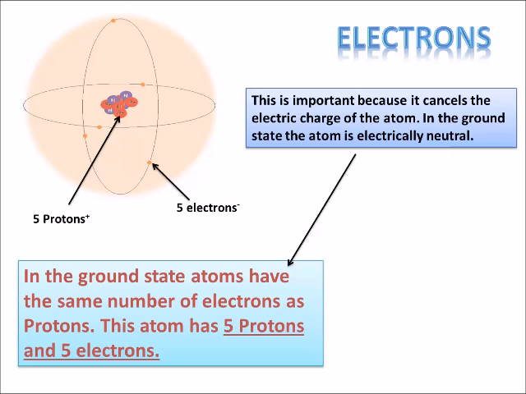This is important because it cancels out the electric charge of the atom. In the ground state, the atom is electrically neutral. It has no net electrical charge. The charge is canceled out by the equal number of protons and electrons.